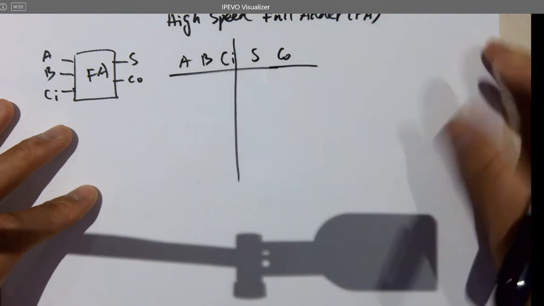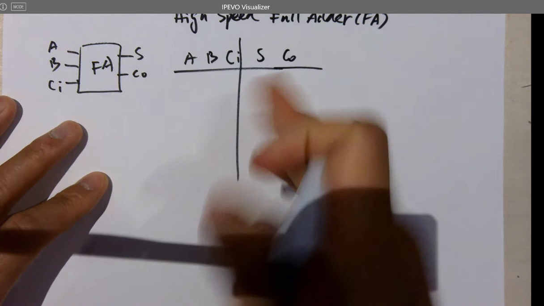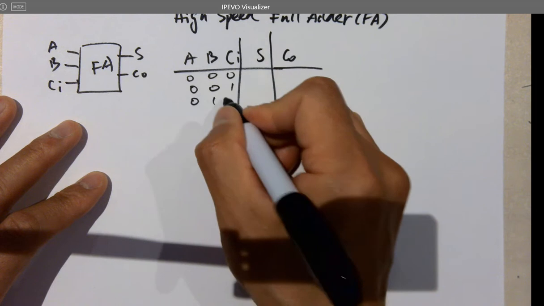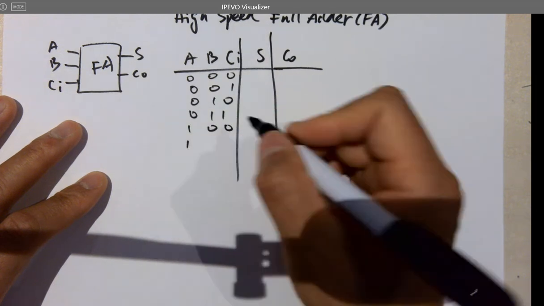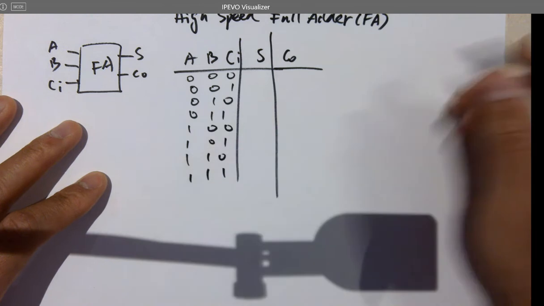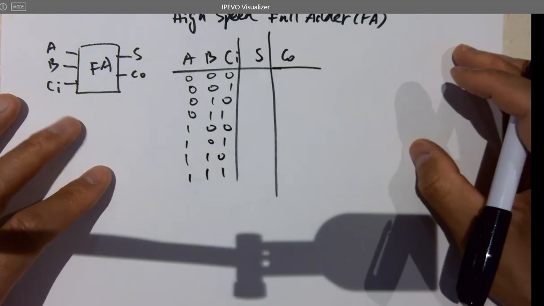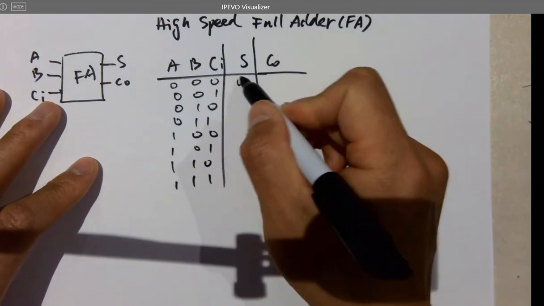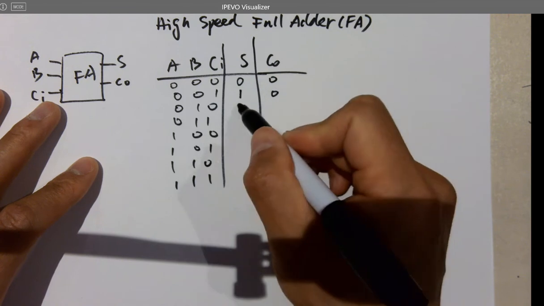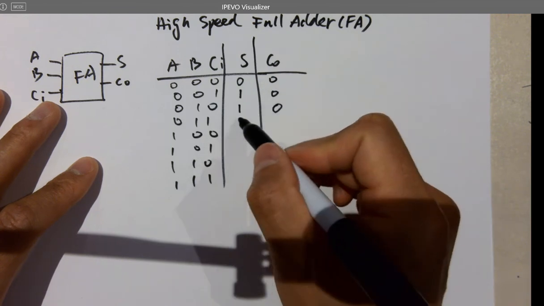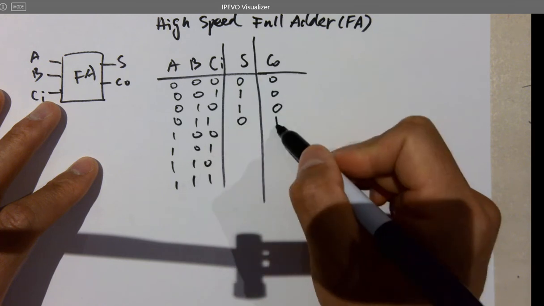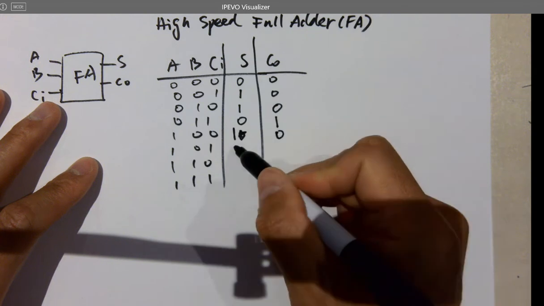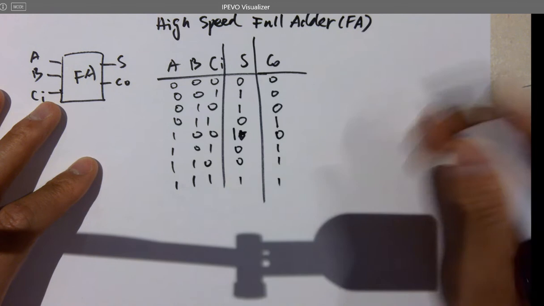S, CO. So when you have 2 outputs, you have to do one by one, one column by one column. 0, 0, 0, 0, 0, 1, 0, 1, 0, 0, 1, 1, 1, 0, 0, 1, 1, 1, 1, 0, 1, 1, 1. So for this one, the summation is 0, carry out is 0; summation is 1, carry out is 0. And S is 0, carry out is 1; S is 1, carry out is 1.